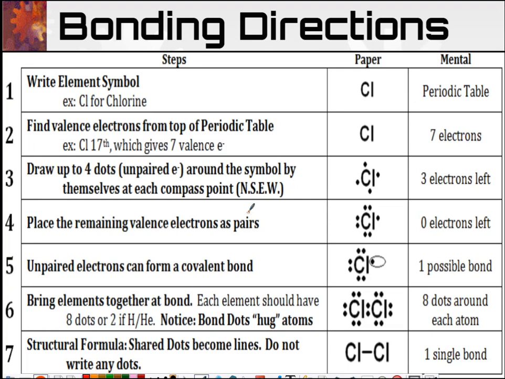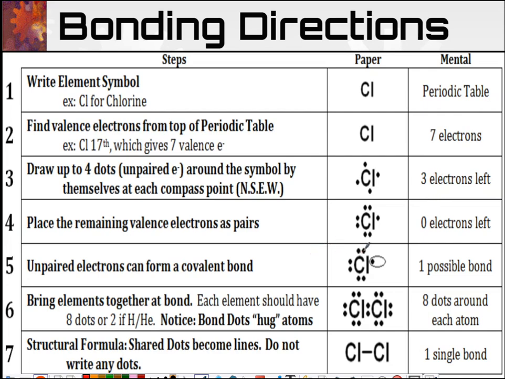Now, over here, step 1, write the symbol. Just think of the table, look at the symbol, write it down on the paper. Then figure out the valence electrons that you just wrote down. Chlorine is in the 17th column, which is 7 valence electrons, so we're going to have 7 dots. You do your 4 unpaired first, north, south, east, west. So 1, 2, 3, 4. Then the remaining electrons become paired. I have 3 left in my head. Now I have 0 left.